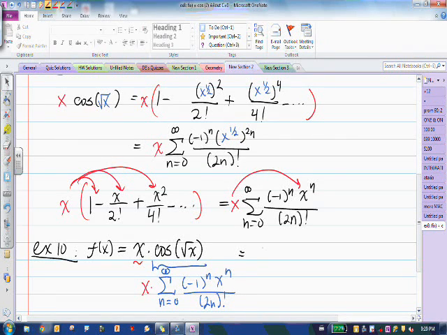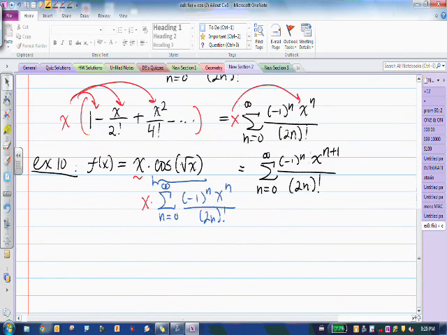So the final answer in sigma form is sigma n equals 0 to infinity, negative 1 to the n, x to the n plus 1, all over 2n factorial, is your power series for x times cosine of square root of x, which again would have been very complicated if we did it the long way. Now we can take this even further if we're asked to integrate x cosine square root of x dx.